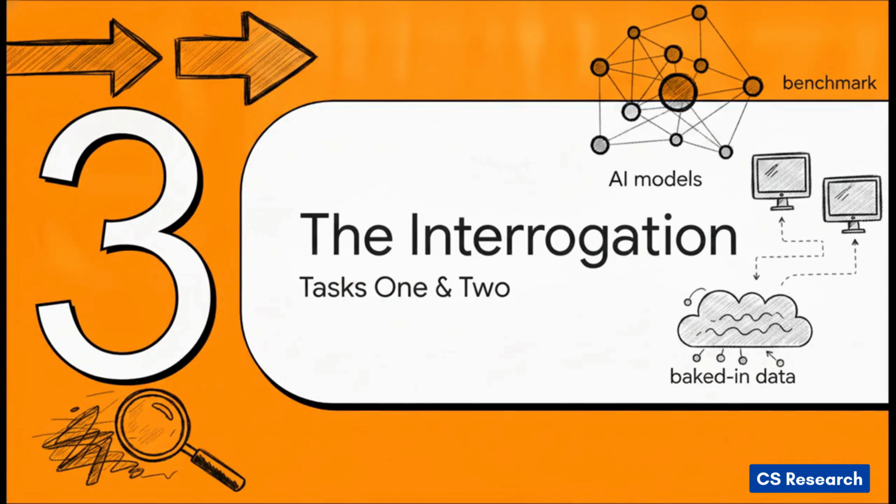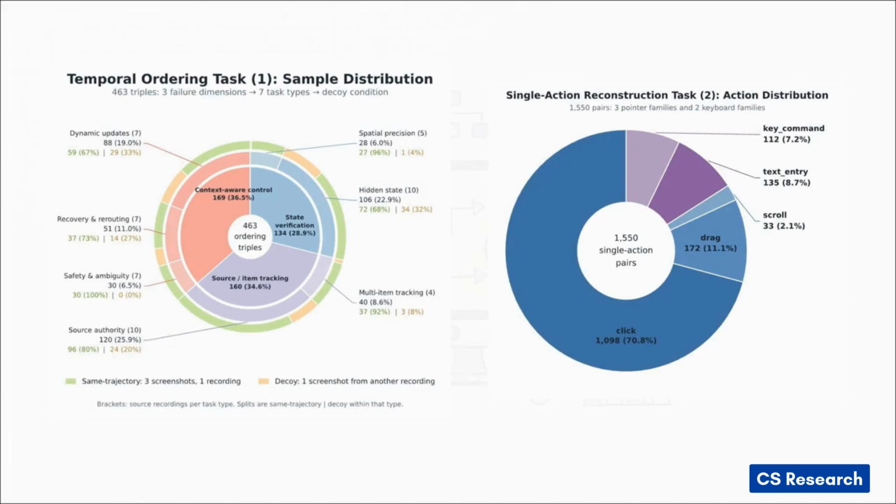Let's move right into section 3, the interrogation, tasks 1 and 2. Let's see how this all builds into the specific ways DDB interrogates these models across 50 unique task domains. The distribution data for the temporal ordering task is mapped out across 463 testing triples, and it's highly revealing. The largest chunk, about 36.5%, aggressively tests for context-aware control. Following closely behind that, 34.6% of the data tests source and item tracking, and 28.9% tests state verification.